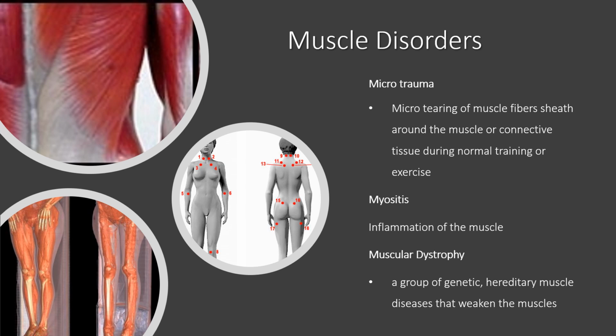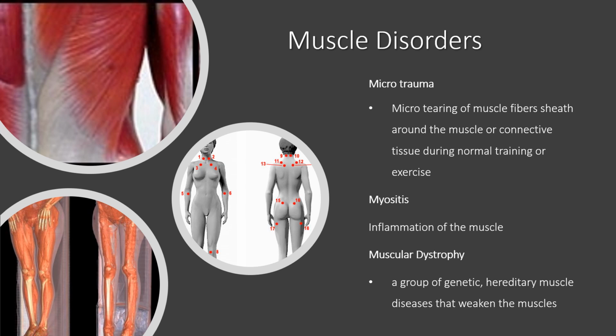One thing I forgot to mention was that myo means muscle. And after we've been exercising, the stiffness and pain we might feel the next day or even the day after is because of the micro trauma to the muscle. In order for a muscle to improve and to tone, we have to have these micro traumas, and this is a tiny little tearing of the muscle fibers in the sheath around the muscle or connective tissue, and it's normal during training or exercise to have these tiny little tears.